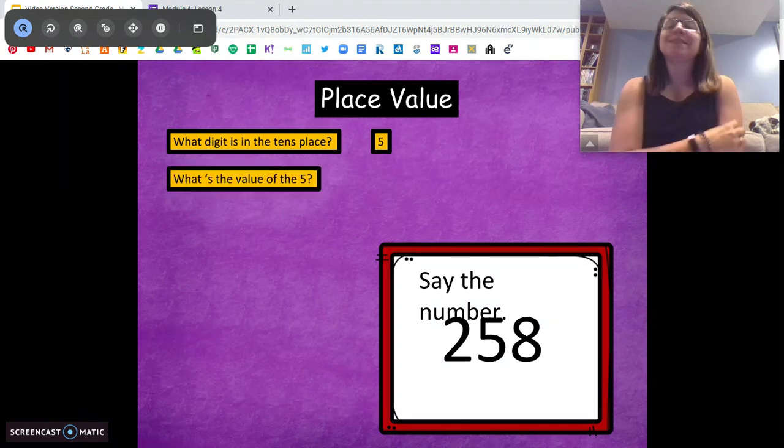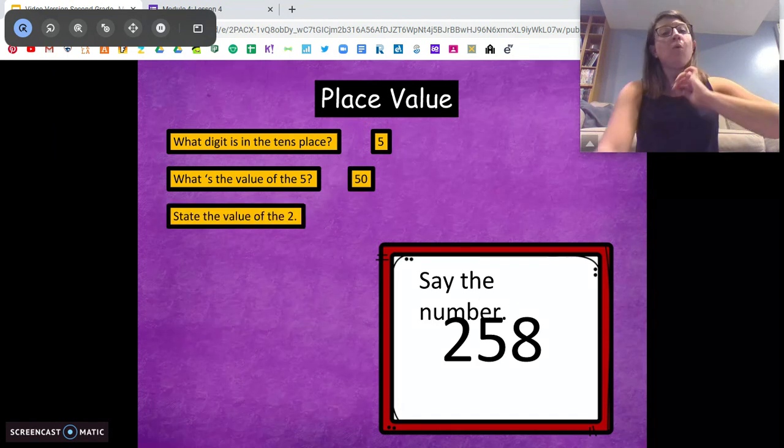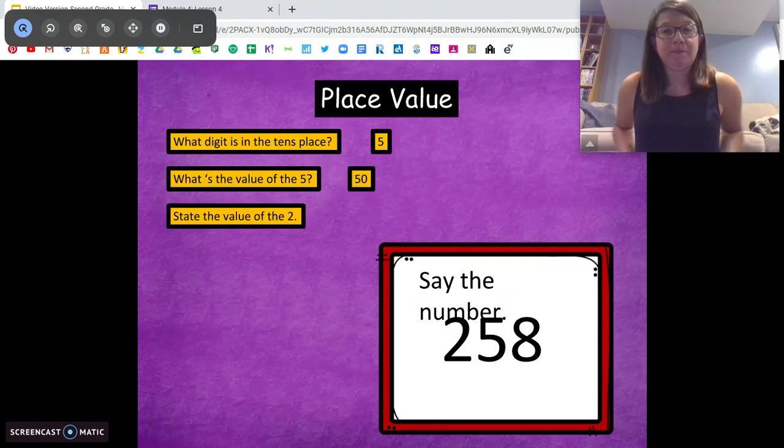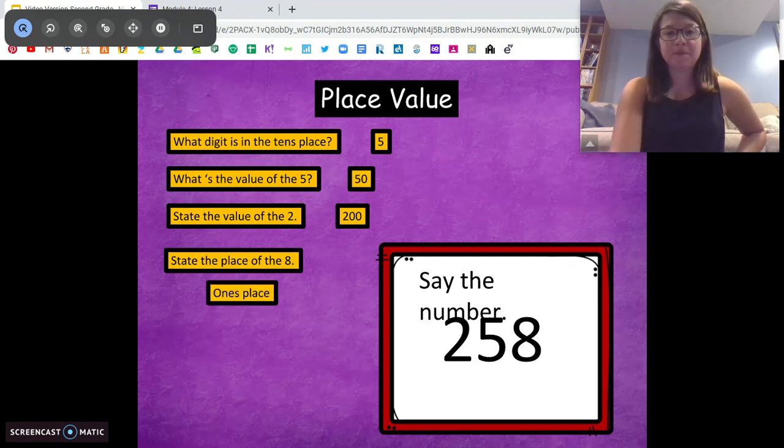5. Very good. What's the value of that 5? 5 what? What does it mean? 5 tens or 50. Very good. What is the value of the 2? Good, 200. And state the place of the 8. What place is it in? The 1's place. Awesome job.